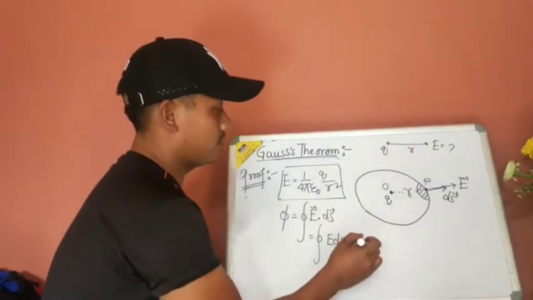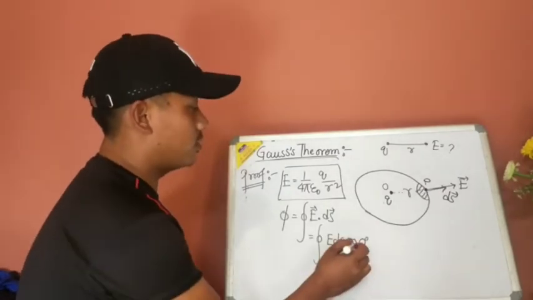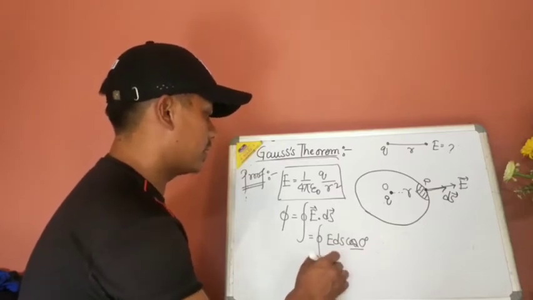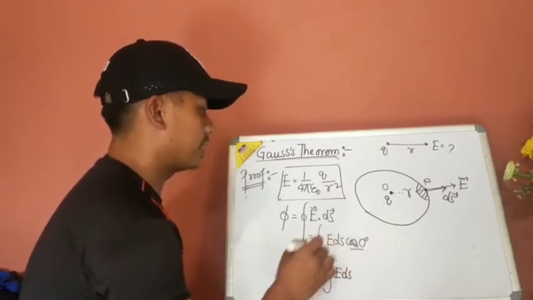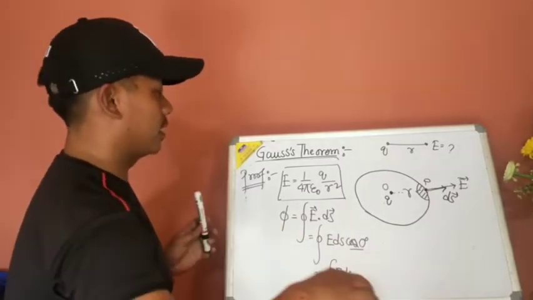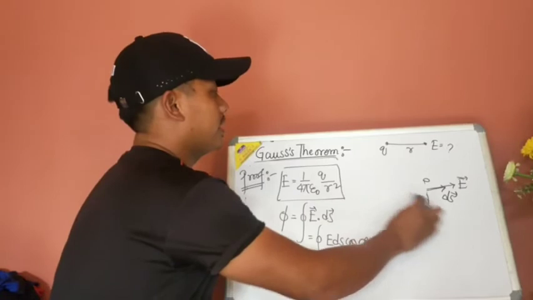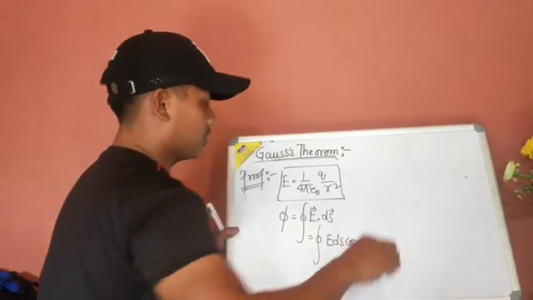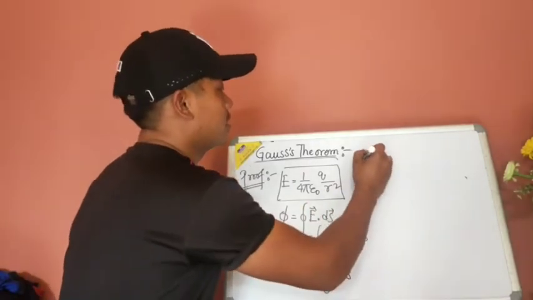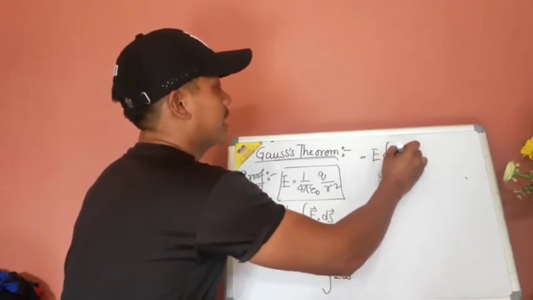Same direction, so the angle is 0, and cos 0 value is 1. So the closed integration E ds, cos 0 can be removed. I hope you can understand up to here. Then this E can be taken outside the integration. From the rule of integration, when you have a constant, you can take the constant outside the integration. So this will be E closed integration ds.